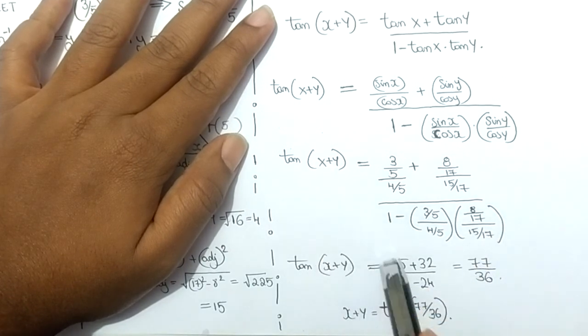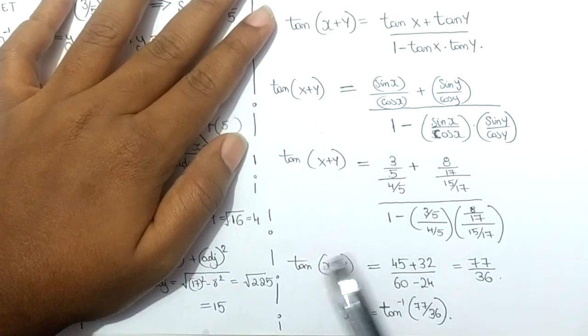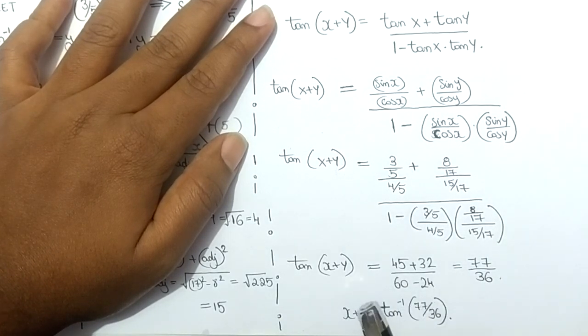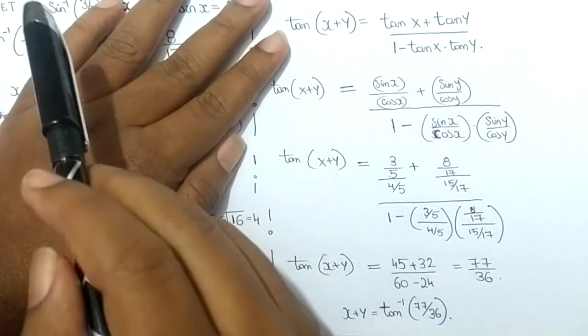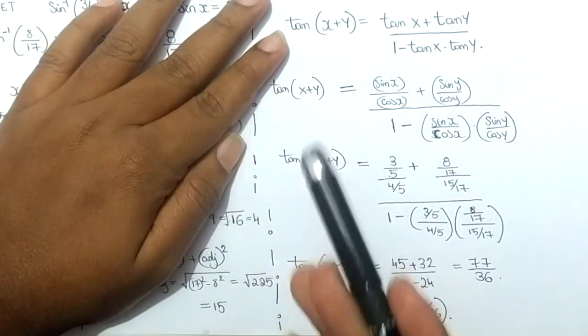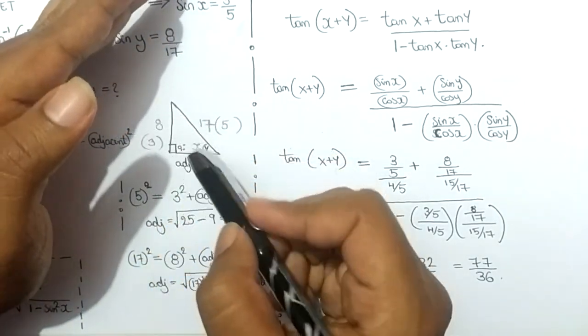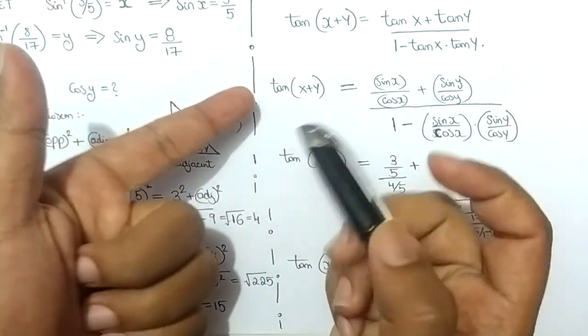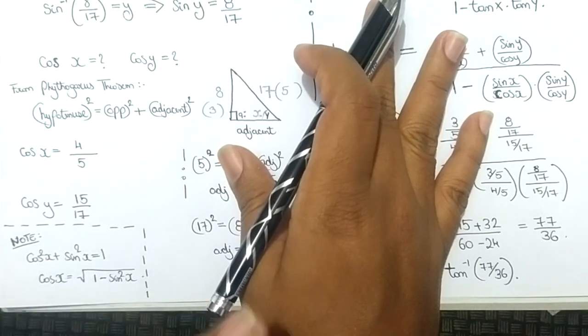Now tan(x plus y) is equal to, on solving this you will get, 77 by 36. Now taking tan to the other side gives x plus y is equal to tan inverse of 77 by 36. We assumed x as sin inverse of the given number, and y as sin inverse of the given number. This is the way to solve. If cos inverse is given, with the help of this triangle we can directly take the numbers from the definition of cos or the definition of sin, whatever it may be. Or else if you know the trigonometric identity well, you can go with that.